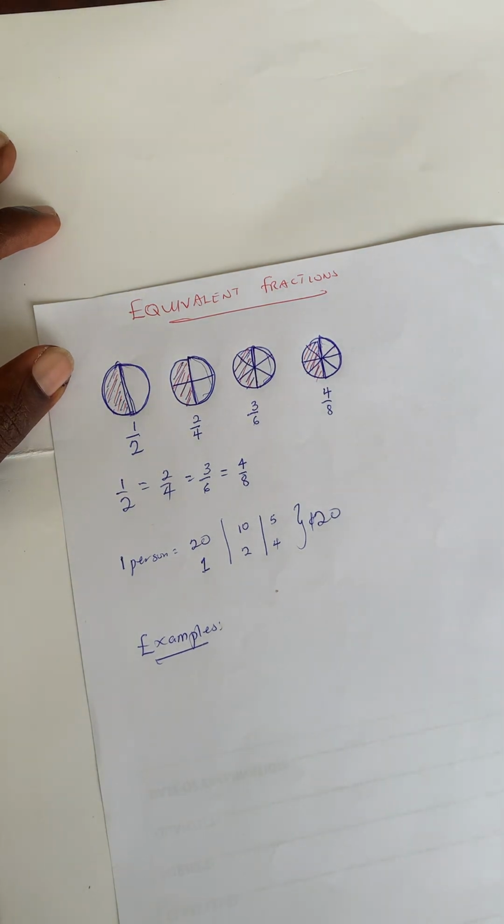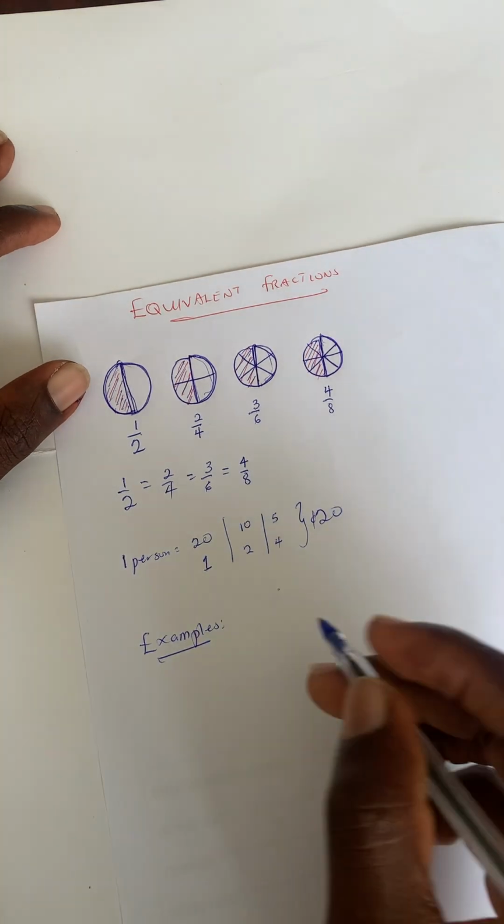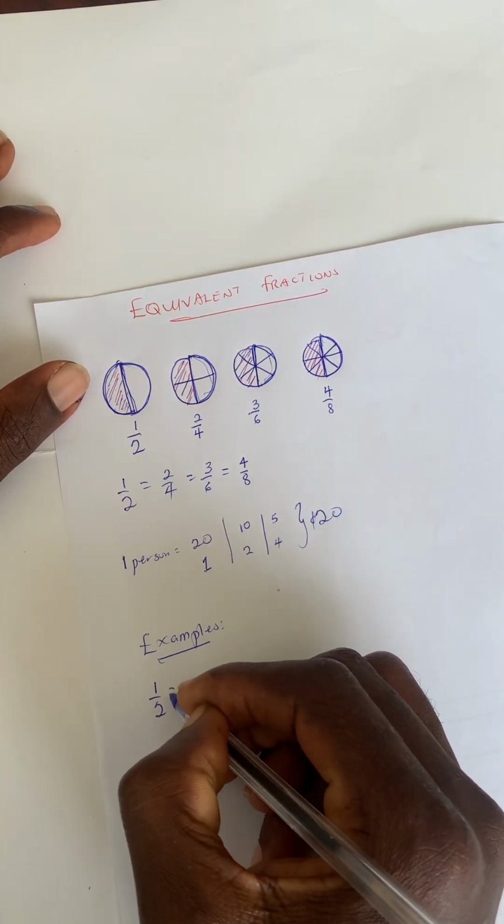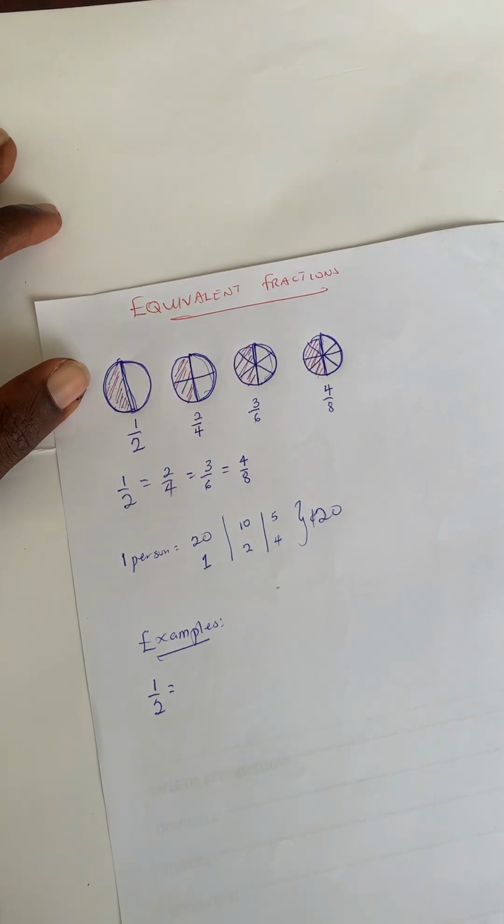We have the addition approach and the multiplication approach. We're going to start with the addition approach. Let's take an example like 1 over 2. This is the approach to writing equivalent fractions using the addition approach.